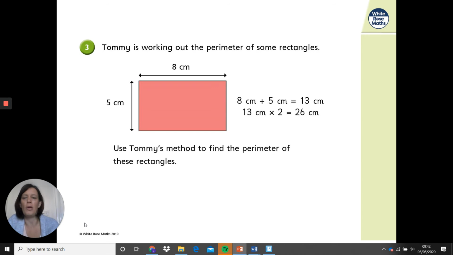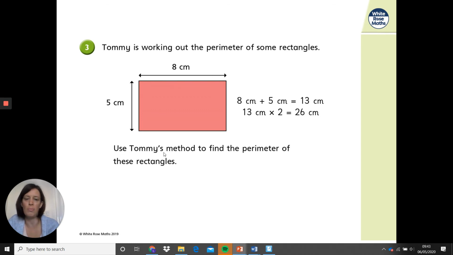Number 3, Tommy is working out the perimeter of some rectangles. So he's got a little plan now to try and work out the perimeter of the rectangles a little bit more quickly. So what he does is he sees that this side is 8 and he sees that this side is 5. So he adds them together, 8 plus 5, that's 13. And then he says if he just multiplies it by 2, he'll get the perimeter. And he can do that because if you know those two sides, these two sides are the same. So it's just doubled. It is just those multiplied by 2.